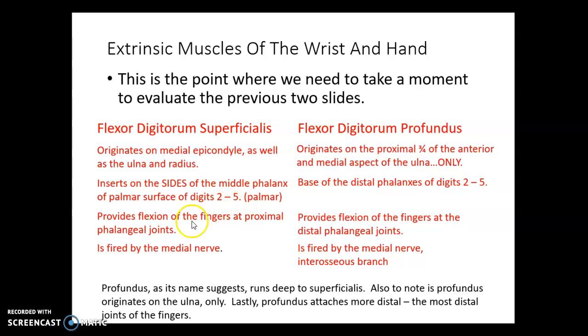And then when you look further down, this provides flexion of the fingers at the proximal, meaning the closer end of the phalangeal joints, more by the palm. This provides flexion of the fingers at the distal end of the phalangeal joints by the fingertips. And both are fired by the median nerve, but also profundus is fired by the interosseous branch that runs through the interosseous membrane. Okay.